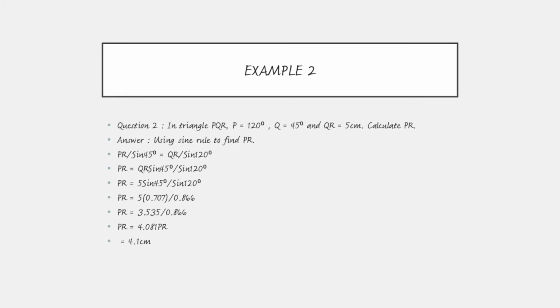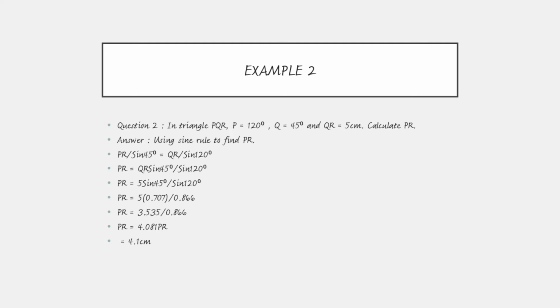Example 2. In triangle PQR, P equals to 120 degrees, Q equals to 45 degrees, and QR equals to 5 centimeters. Calculate PR. Solution. Using the sine rule to find PR, we have PR over sine 45 equals to QR over sine 120 degrees. Making PR the subject, we have PR equals to QR sine 45 divided by sine 120.